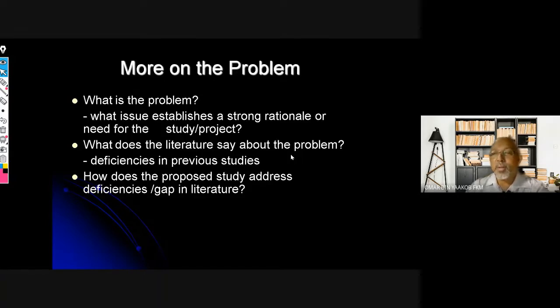So we'll deal with everything. Problem formulation always deals with this: what is the knowledge gap, and how finally our study is going to address this gap by putting in our purpose statement and our objectives. So they are interrelated, yeah?